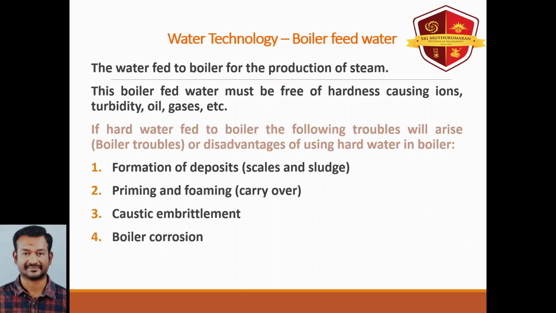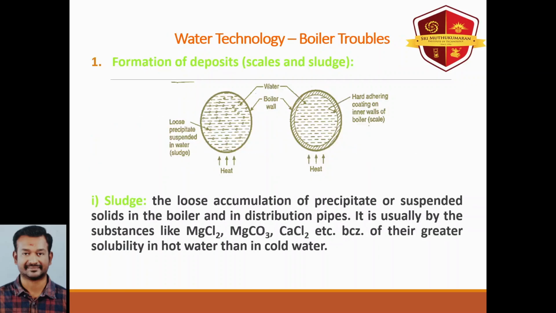The water fed to a boiler is for the production of steam. This boiler feed water must be free of hardness causing ions, turbidity, oil and gases. Otherwise it leads to formation of deposits, scale and sludge, priming and foaming, carryover, caustic embrittlement and boiler corrosion. Sludge is the loose accumulation of precipitate or suspended solids in the boiler and distribution pipes. It is usually formed by substances like magnesium chloride, magnesium carbonate, calcium chloride, etc., because of their greater solubility in hot water than in cold water.